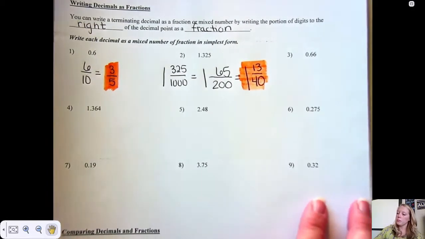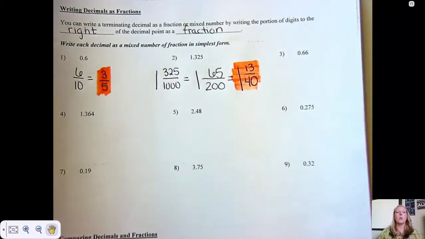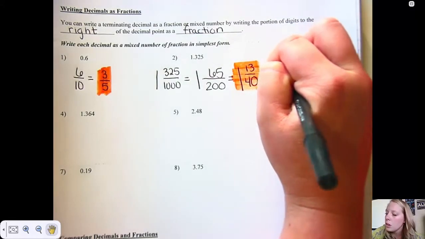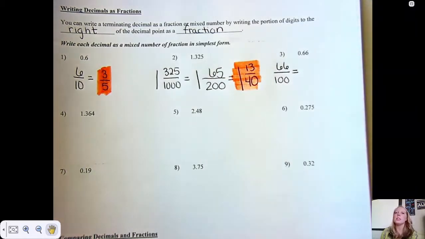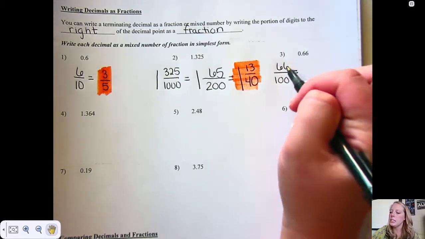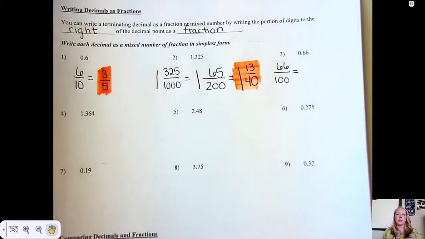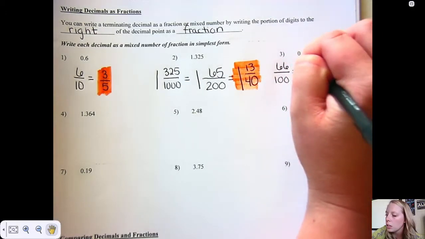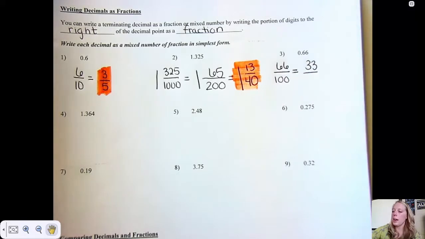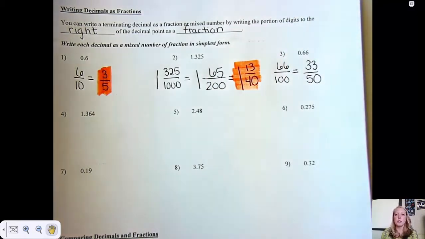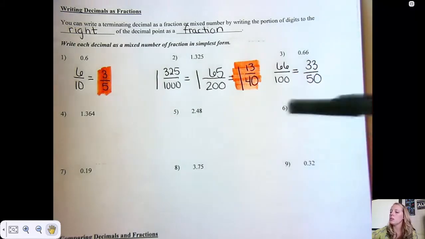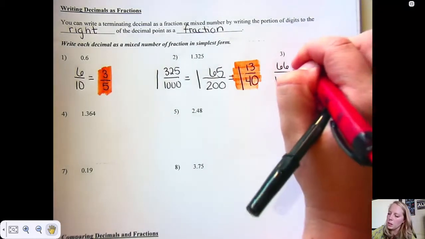Let's try number 3. 0.66. Well, we read that as 66 hundredths. So you would put 66 over 100. And 2 will definitely go into both. 66 divided by 2. Well, just think, when you divide by 2, you're cutting something in half. If you cut 66 in half, you get 33. Cut 100 in half, you would get 50. 33 over 50, nothing will go into both of those. So this would be your answer for number 3.